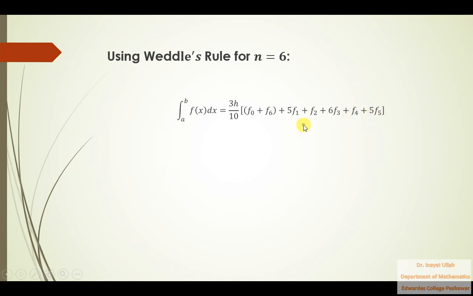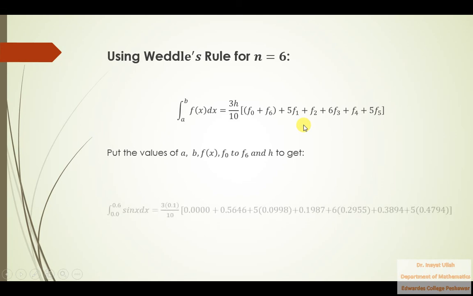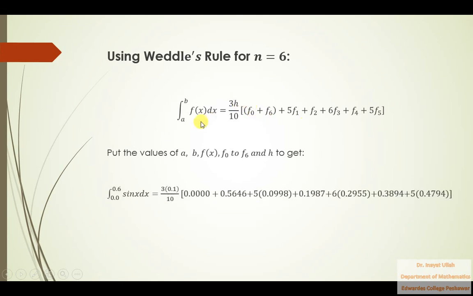Now replacing all those values here, we have replaced a, b by these numbers, and we have replaced h by 0.1 and replacing all those function values from the table, and calculate this sum and then multiply this sum by 0.3 by 10 to get this answer, and this answer is the approximate value of this definite integral with the help of Weddle's rule.